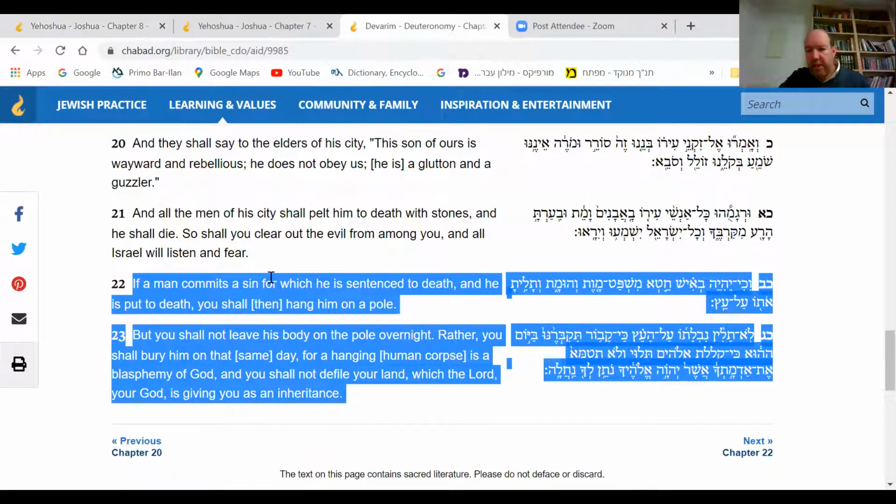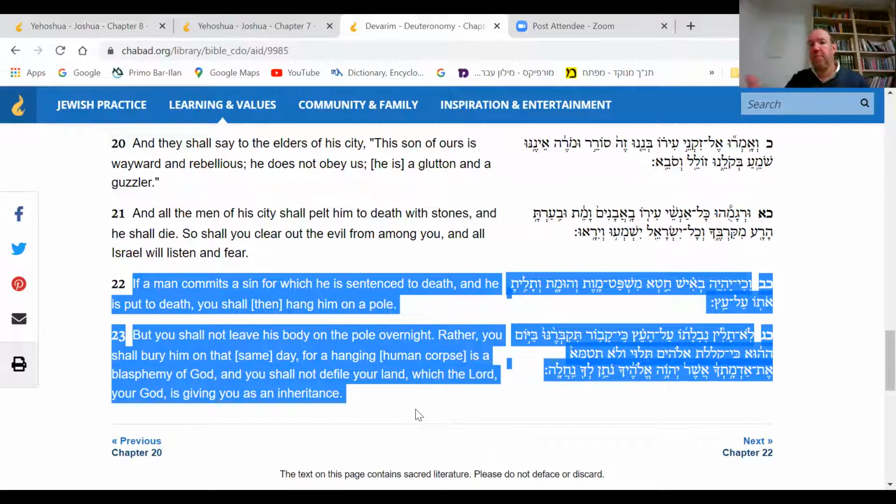In Deuteronomy chapter 21, at the very end of the chapter, we read, "If a man commits a sin for which he is sentenced to death and he is put to death, you shall then hang him on a pole, but you shall not leave his body on the pole overnight. Rather, you shall bury him on that same day. For a hanging, a human corpse, is a blasphemy of God, and you shall not defile your land, which the Lord your God is giving you as an inheritance."